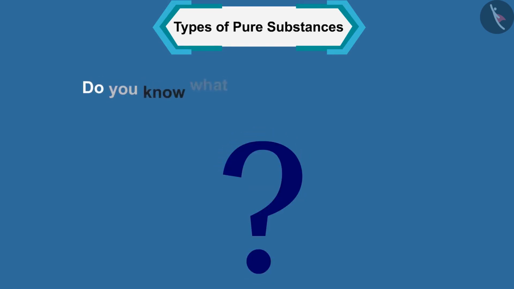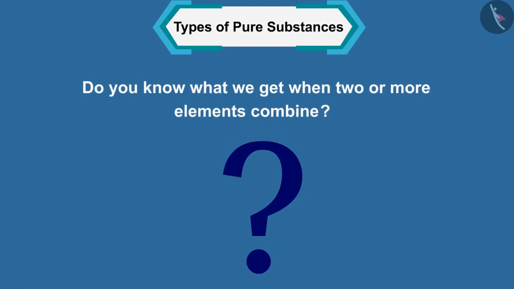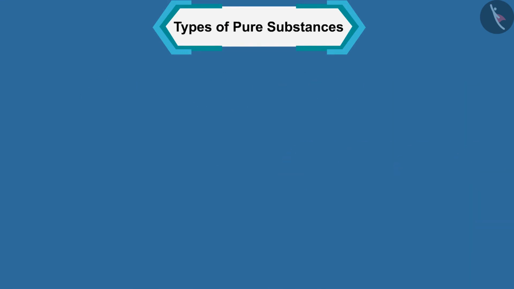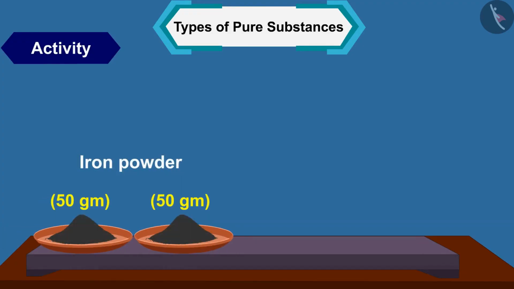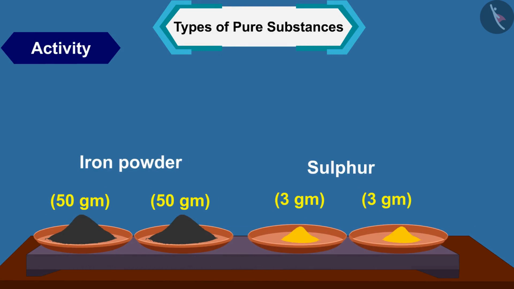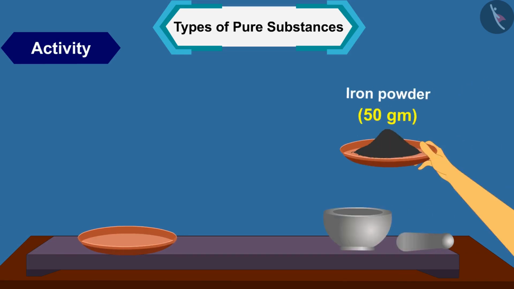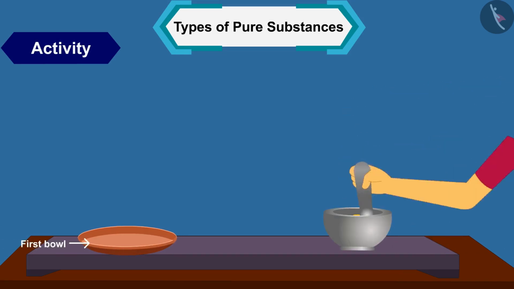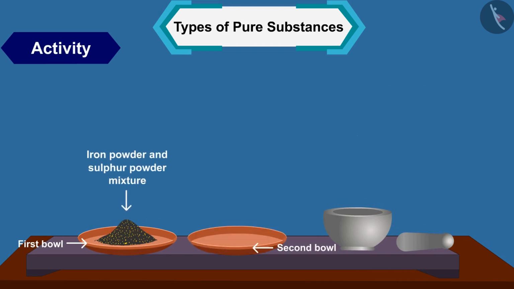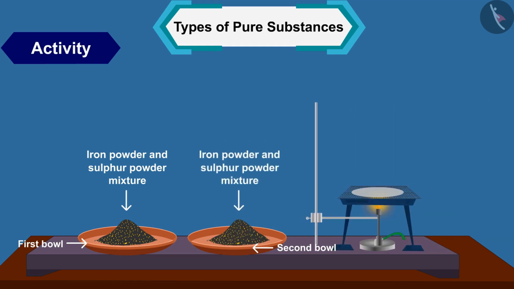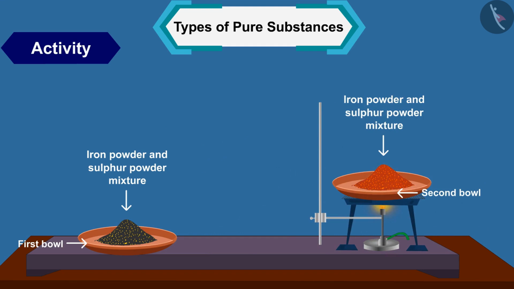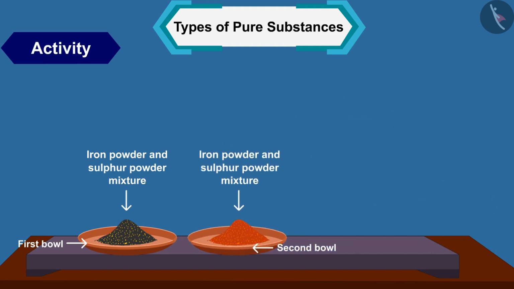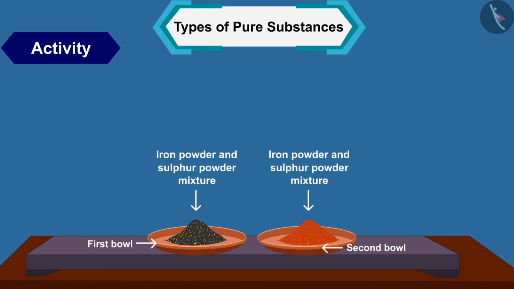Friends, do you know what we get when two or more elements combine? Let us understand this by an activity. Take 50 grams of iron powder and 3 grams of sulfur in 2 separate ceramic cups. Now mix iron powder and sulfur powder in the first bowl, and in the second bowl, heat the mixture of iron powder and sulfur powder until it becomes red hot. Now remove the flame and allow the mixture to cool.